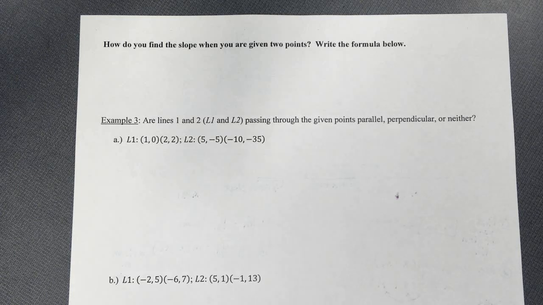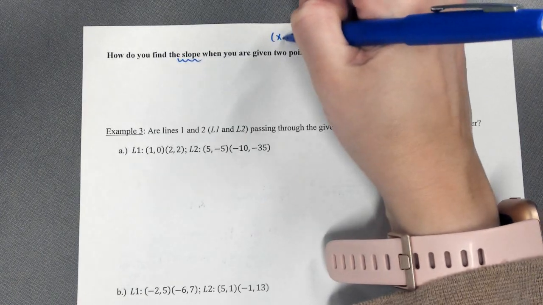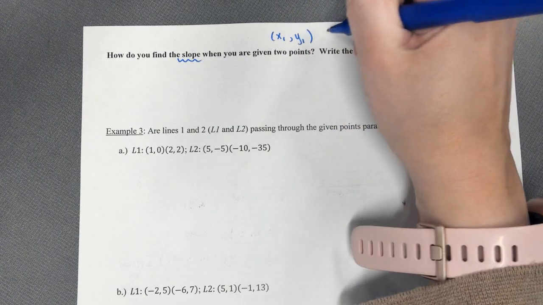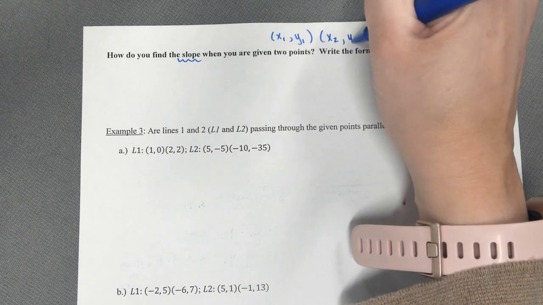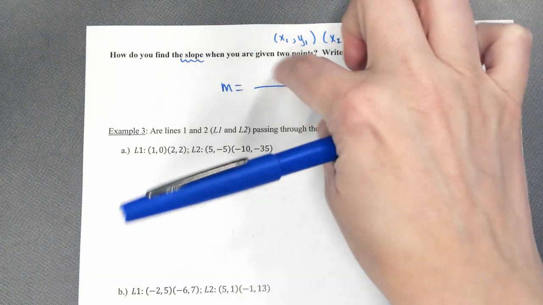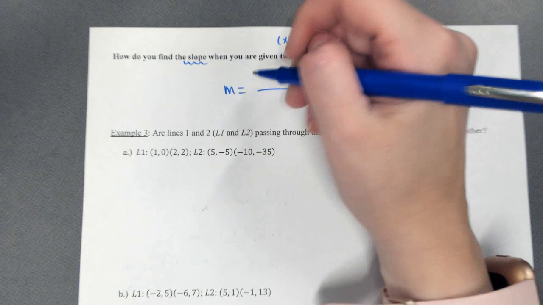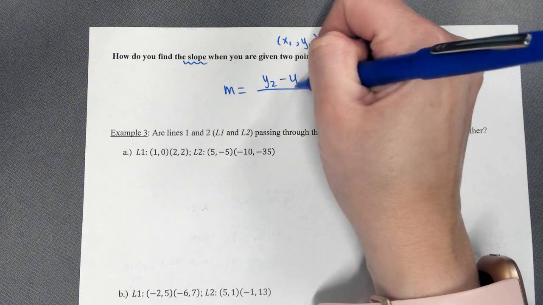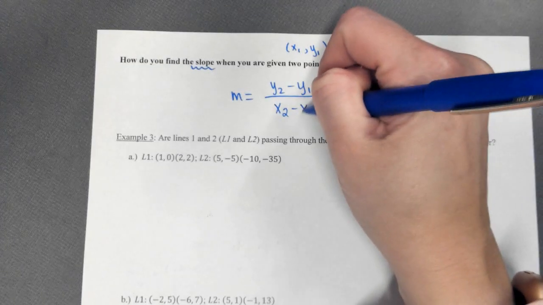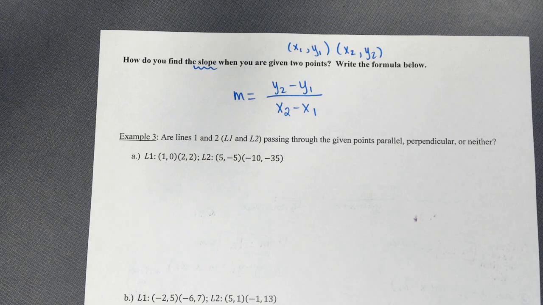Okay, so when you're finding the slope and you're given 2 points, the 2 points that you're given are your x1, y1, and then your x2, y2. Does that ring a bell for your formula? What goes on the top, your x's or your y's? Y, yeah? Okay, so y2 minus y1 on the top, and x2 minus x1 on the bottom. Okay?